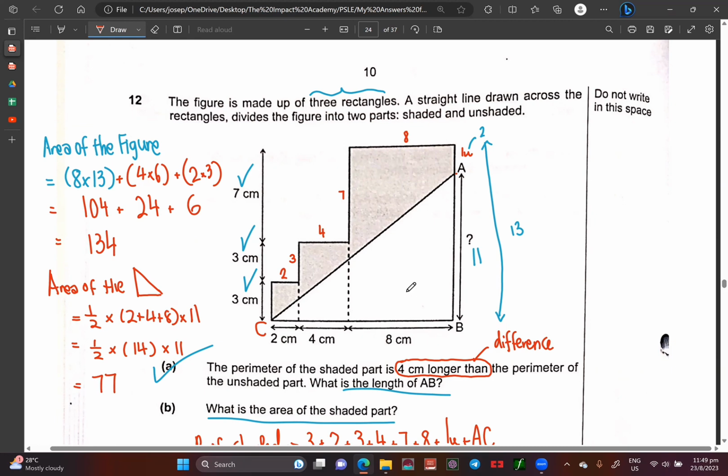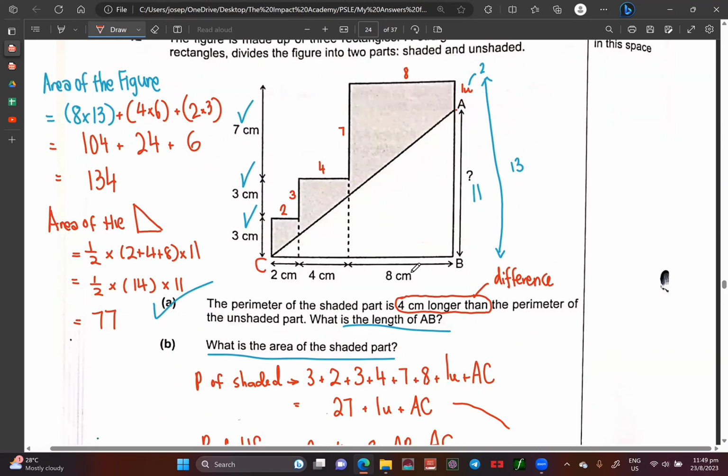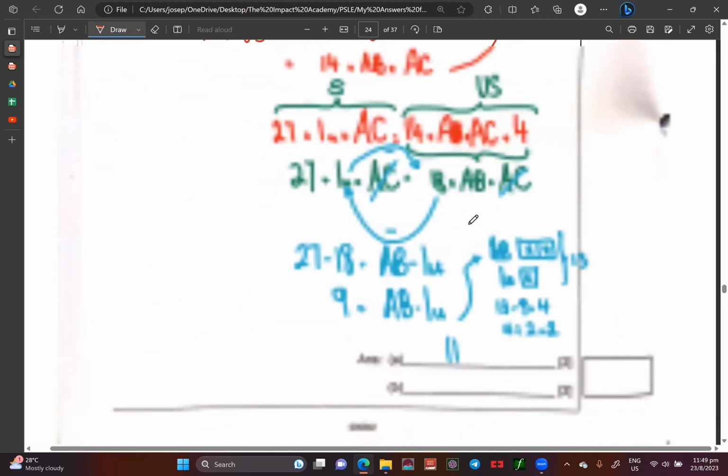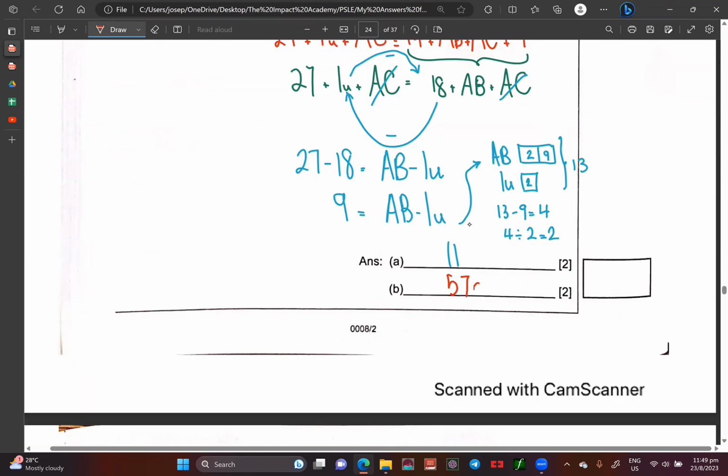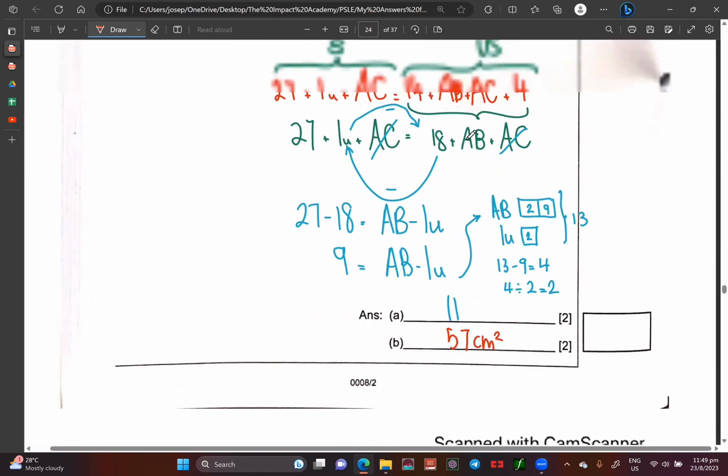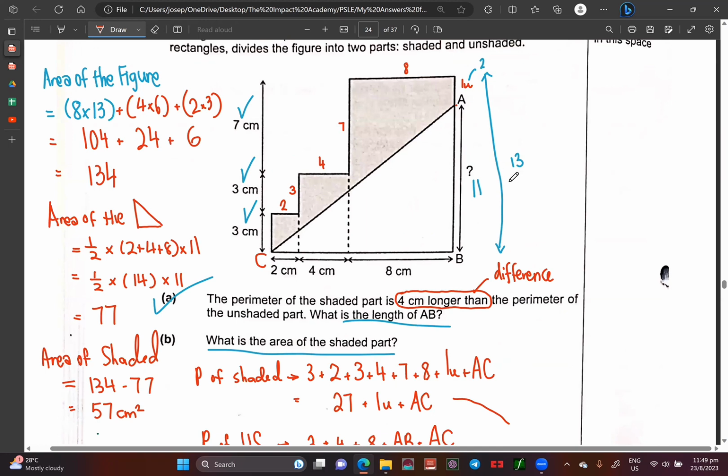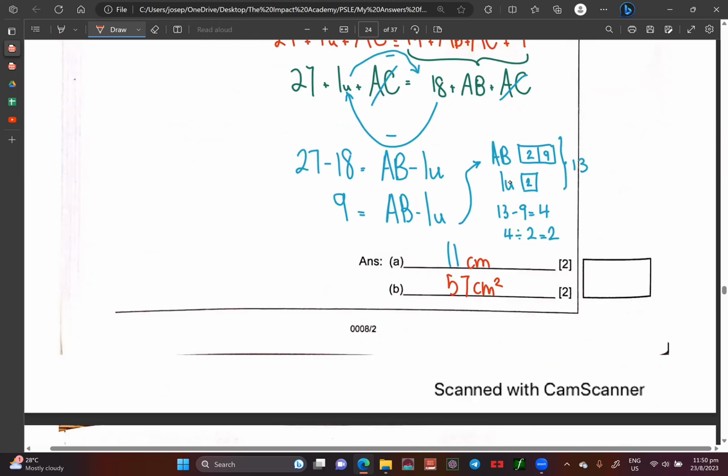Now we definitely do not just want to stop here. We want to find the area of the shaded part. So area of shaded will then be 134 minus 77. When I do 134 minus 77, you will get an answer of 57 centimeters square. So don't forget your units in your answer, 57 centimeters square. And for the first one, since they're asking for AB only, we will have to write 11 cm.